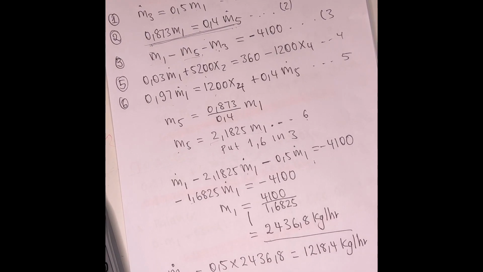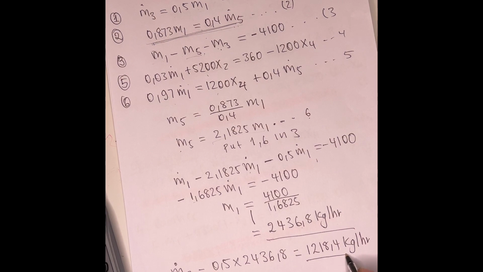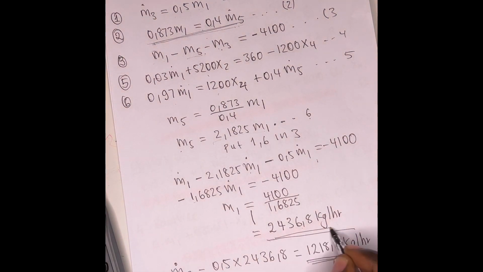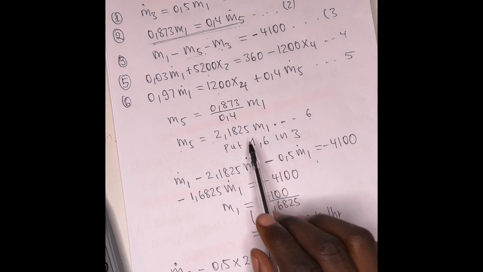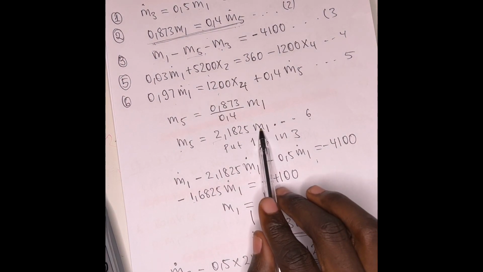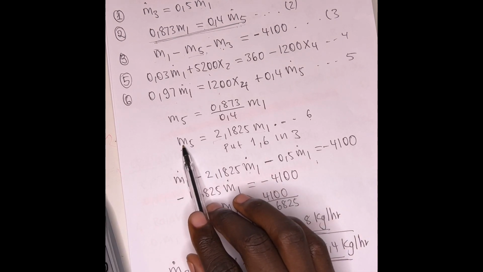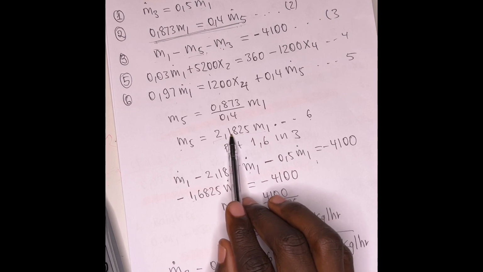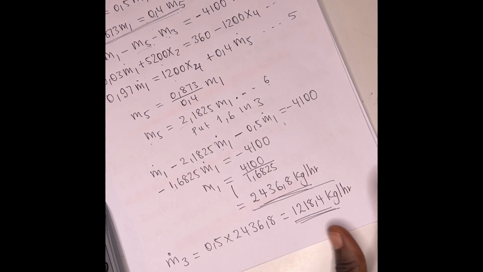Can you see, guys? And then we found M3. This is M3, and this is M1. Now, how can we find M5? We come here again. We can find M5 from this equation, right? What is M5? M5 is 2.1825 times M1. So I can also write it here as well. Let me just write here.